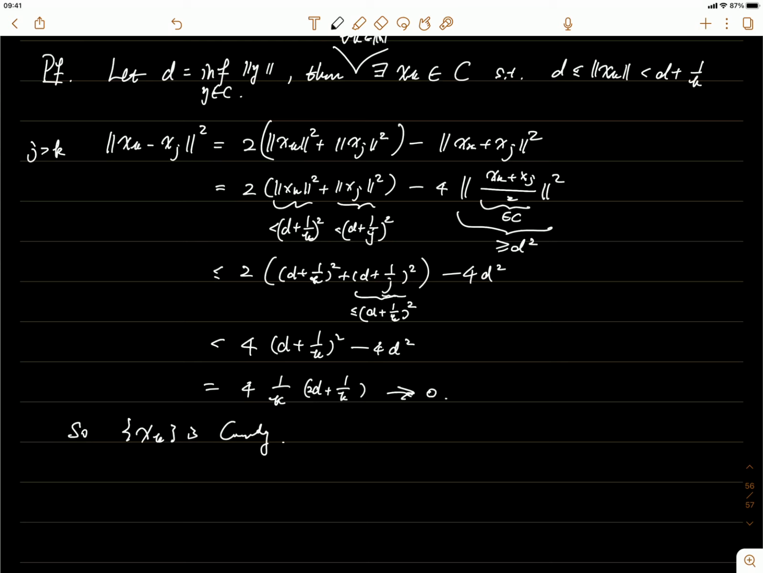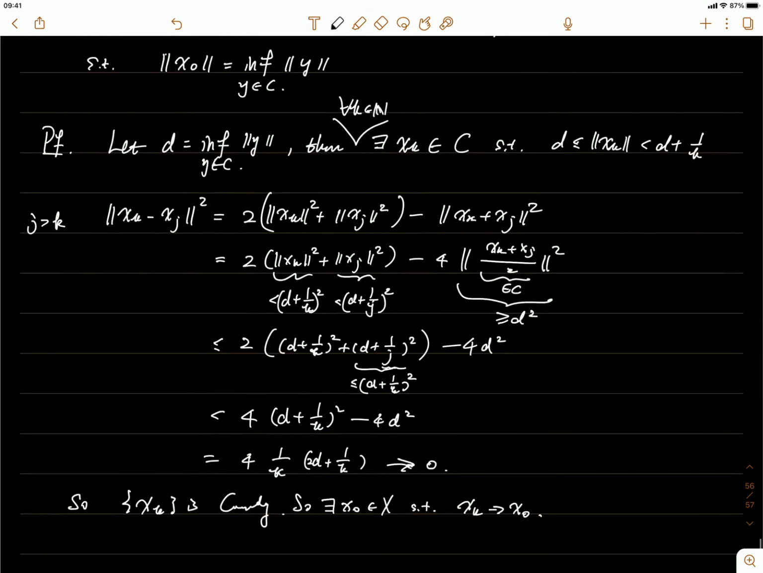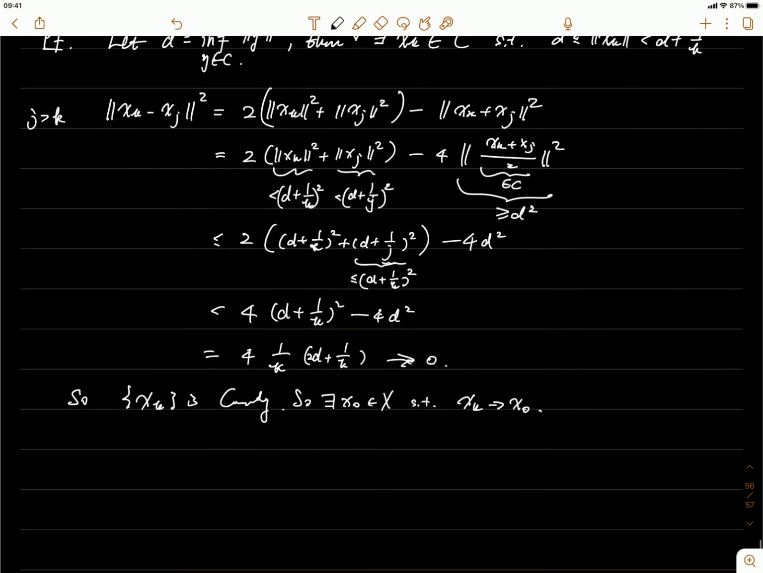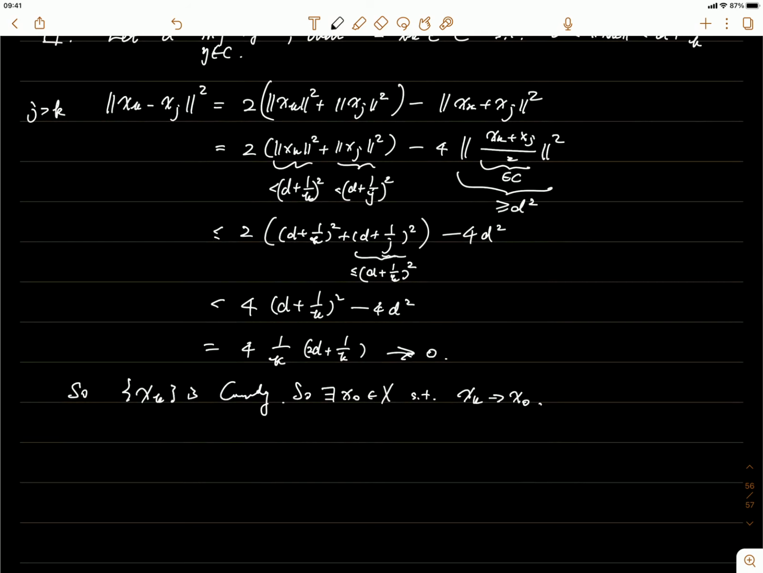Well, if this is Cauchy, we know that there exists some x naught such that xk converges to x naught. And this is the x naught I'm looking for, right? Because xk goes to x naught, and then I know that the norm of xk must also go to the norm of x naught, but this one is bounded by D plus 1 over k.